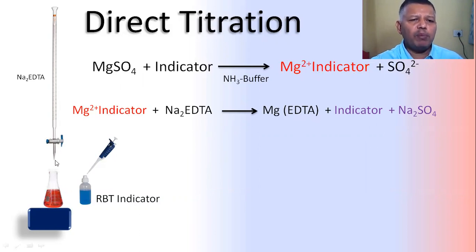When we add the EDTA solution from the burette, we observe a change in color, from wine red to blue. When the blue color appears completely, whatever magnesium or metal is present in the solution has completely interacted with the EDTA compound, and we get the magnesium EDTA complex, and the indicator shows its own color, that is blue. In this way this direct titration can be done.